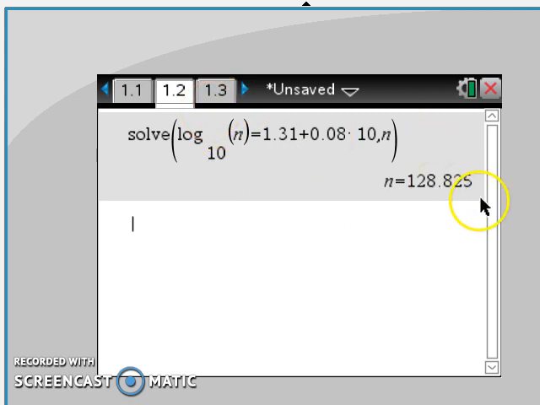In the original question it said the number of internet users. So 128.825, if you're given that, should you round up or round down? You round up. It's just an estimate, a best estimate. So number of people would round up to 129.